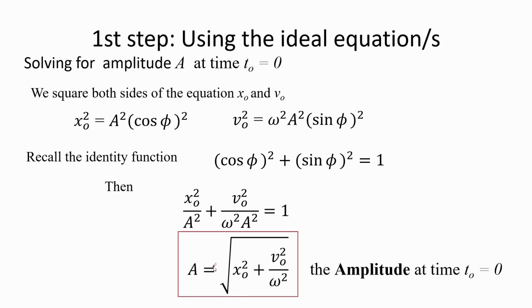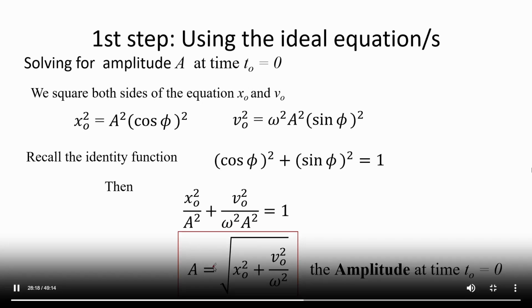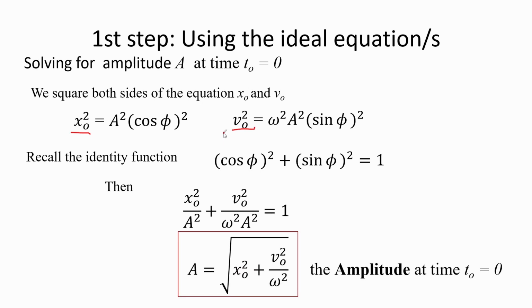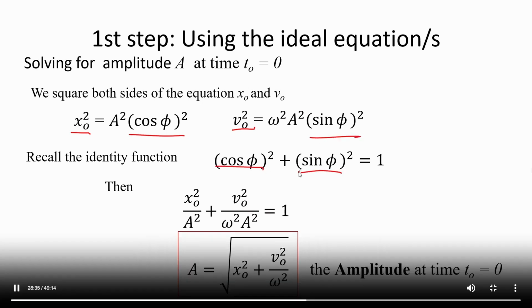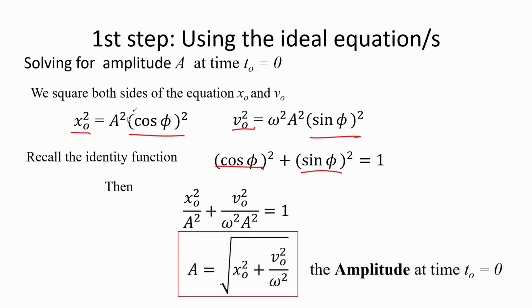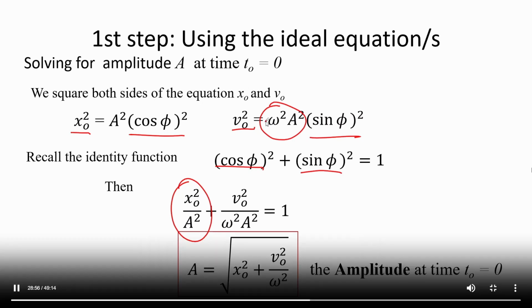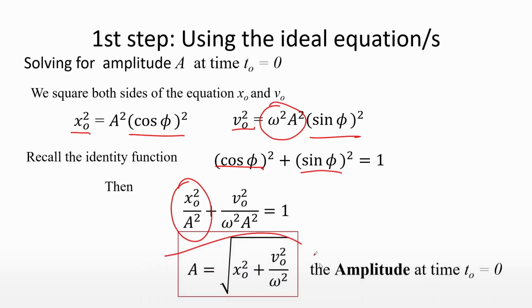We use the same expression, but we square the x naught squared and v naught squared. So this becomes a squared cosine phi squared, and v naught squared omega. Why? We want an expression with sine squared and cosine squared, so that we can use this identity. So cosine phi squared is just x naught squared over a squared. Substitute here. Then sine phi squared is just v naught squared over omega squared a squared, and it is equated to a squared. And what do we do? We factor out 1 over a squared, we cross it, and we arrive at this expression here. This is the amplitude at time t naught 0.